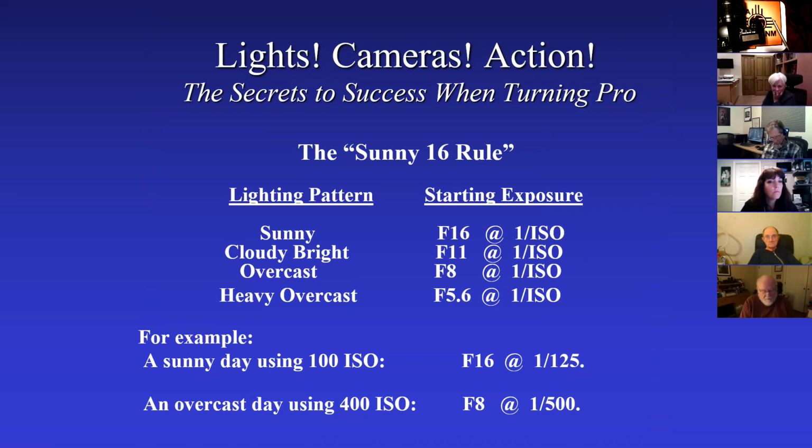Sunny day is f16 at 125 if you're using 100 ISO. If you're using 400 ISO, then a sunny day is f16 at 1/500th of a second. So you plug the ISO into that equation and then interpret it as a shutter speed. Always move to the faster speed. So 400 ISO becomes 1/500th of a second. 200 ISO becomes 1/250th of a second. And then you can use that really and take it to the bank.